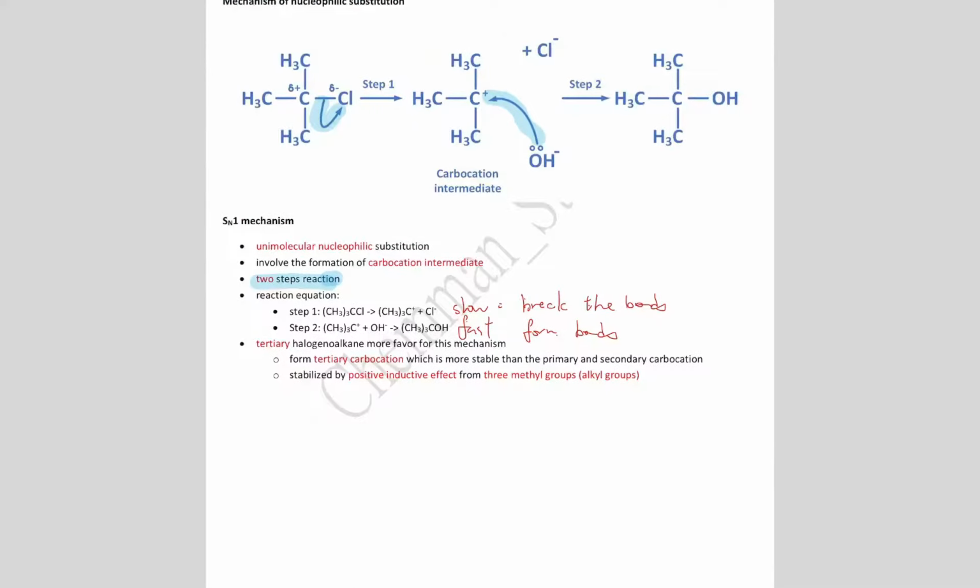Therefore in SN1, the 1 does not represent how many steps. Technically it represents the order of reaction. If you see that the slow step only has one input, which is the halogenoalkane, and you can't see anything about hydroxide, that means only the halogenoalkane is involved in the rate equation. That's why it's first order. So the 1 is actually the first order.